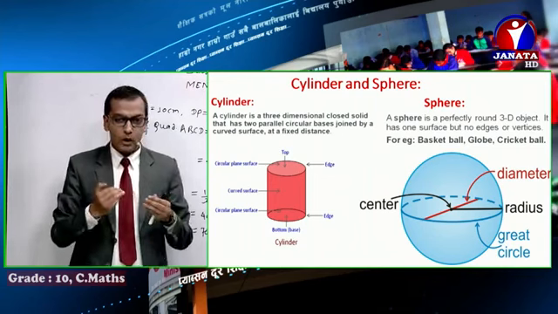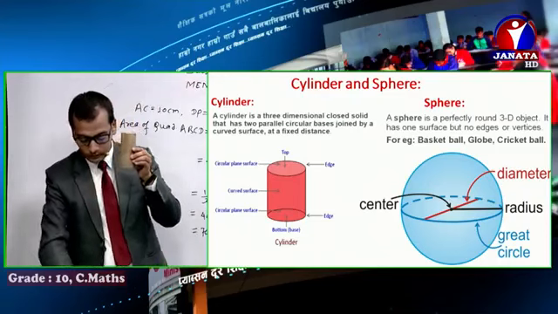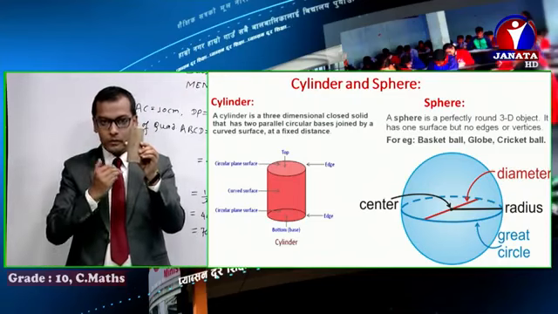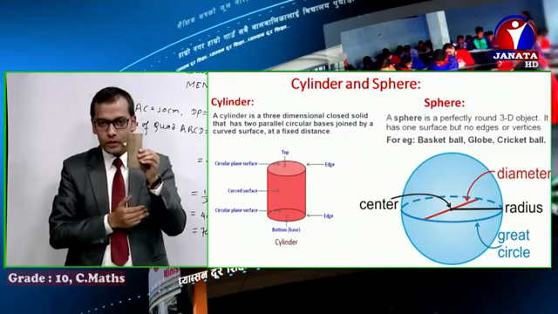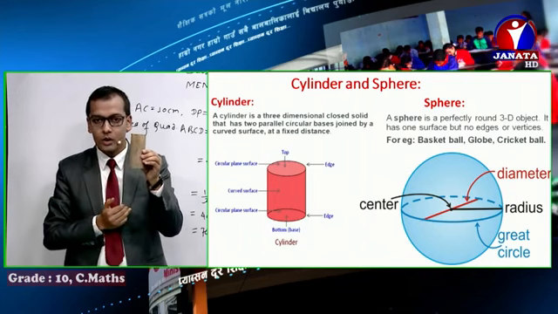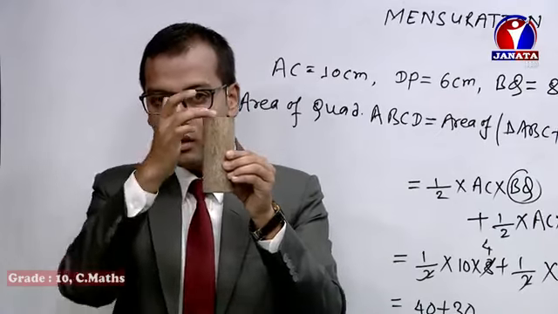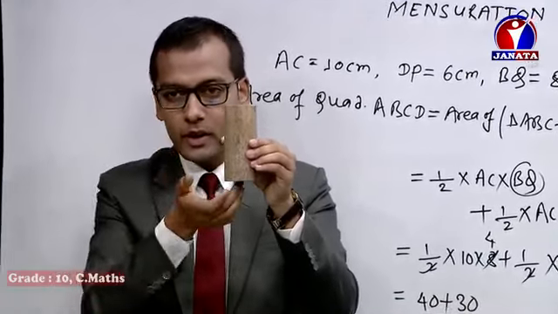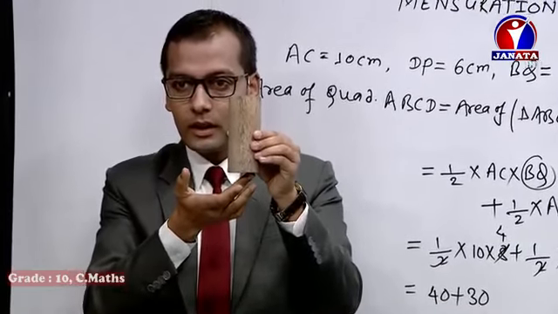Let me show one solid object of cylinder. We know this is called cylinder. Now what is cylinder? Cylinder is a 3D solid object which has two plane surfaces, base and top. These two plane surfaces are circular faces, base and top.